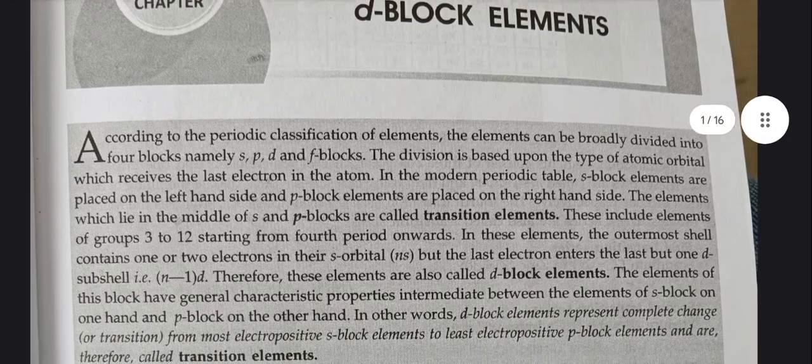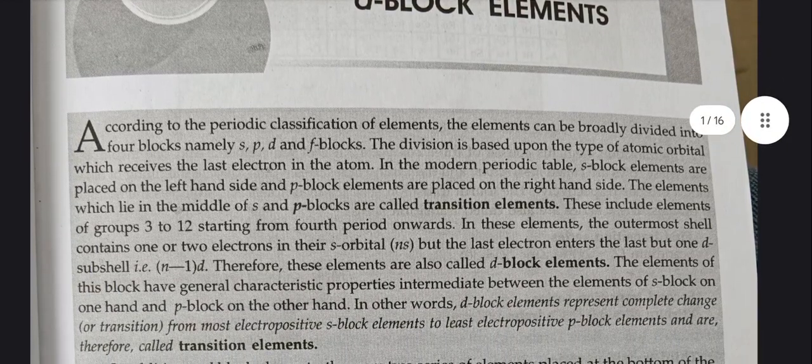According to the periodic classification of elements, the elements can be broadly divided into four blocks, namely s, p, d, and f blocks. The division is based upon the type of atomic orbital which receives the last electron in the atom. In the modern periodic table, s block elements are placed on the left hand side and p block elements are placed on the right hand side.